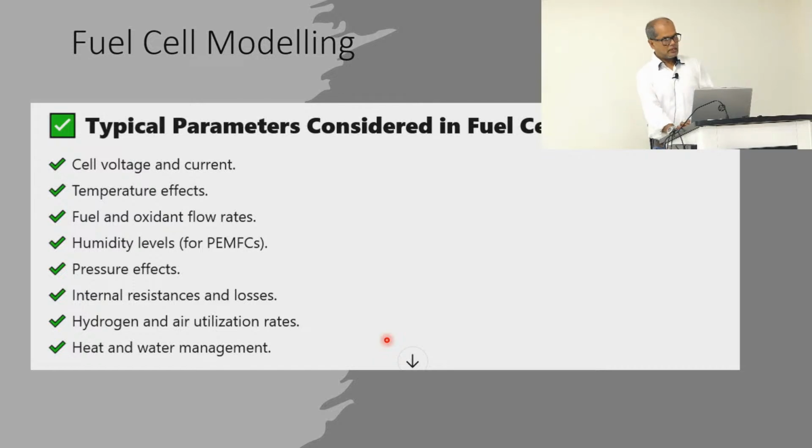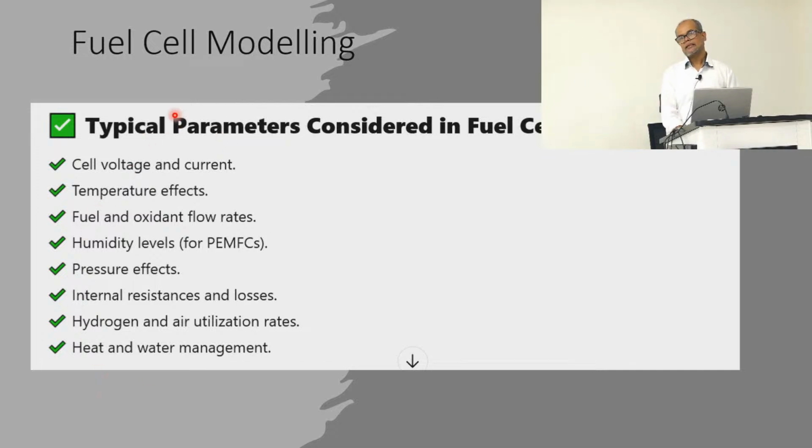And these are all the parameters that you need if you want to do fuel cell modeling. So you need the cell voltage, current, temperature, fuel and oxidant flow rates, humidity level, pressure effect, internal resistance, losses, hydrogen and air utilization rates, heat and water management. So this one is for the detailed model that I mentioned.